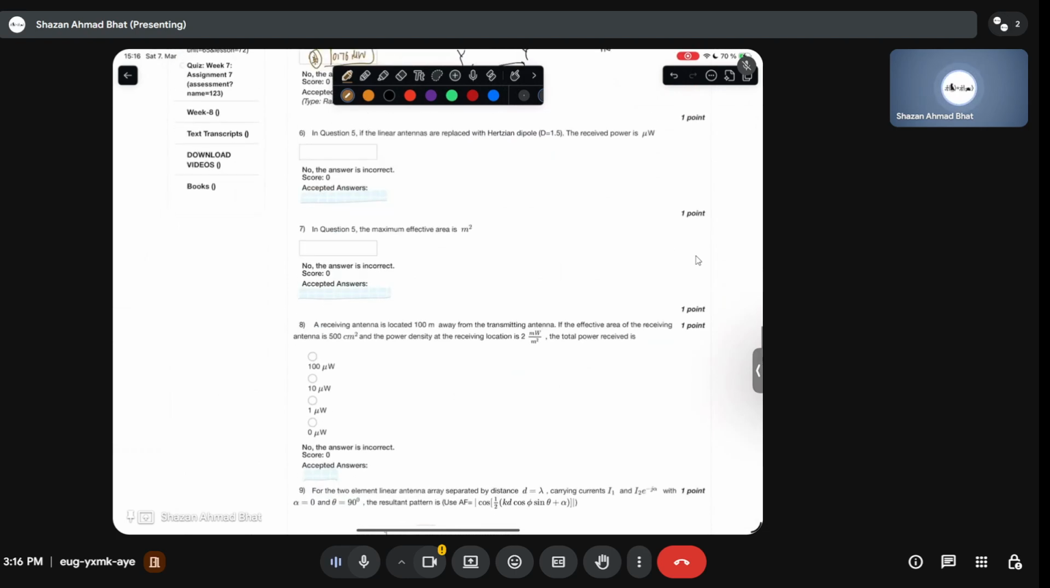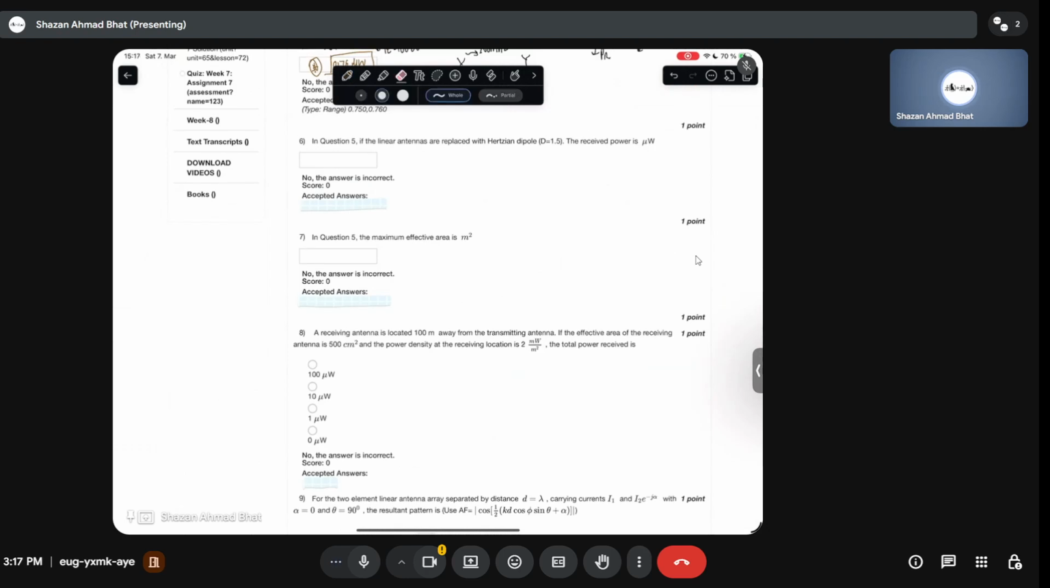So now in question 5, the linear antennas are replaced with Hertzian dipole. So you have replaced the linear antenna with a Hertzian dipole antenna. This was the linear antenna. Now it's replaced with a Hertzian dipole antenna, which is fed with certain alternating current, and it emits electromagnetic waves in free space, instead of this particular concept where the electrons are sloshing back and forth and it emits the electromagnetic waves.